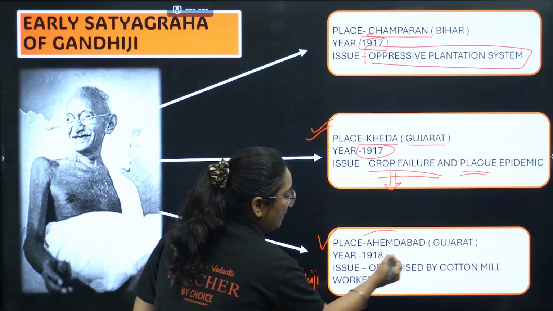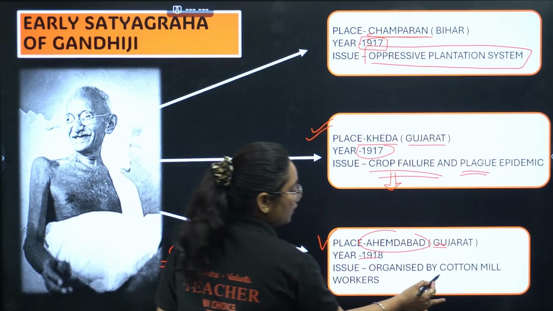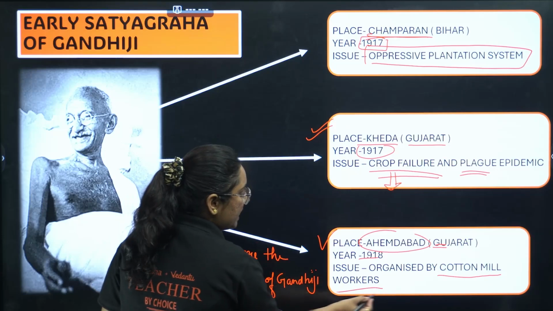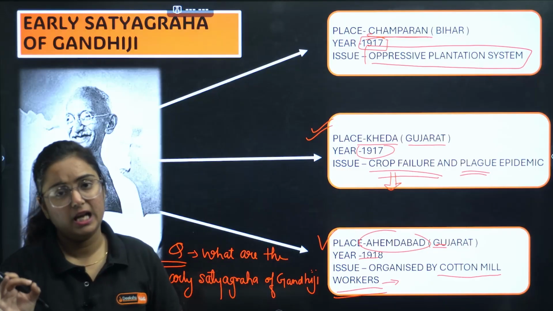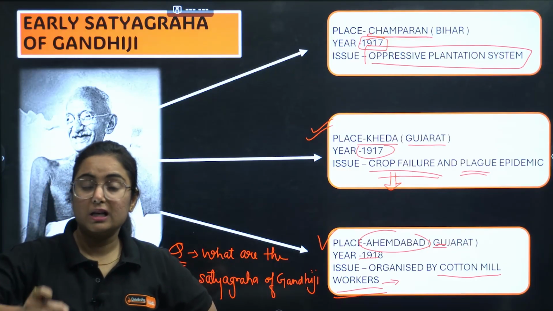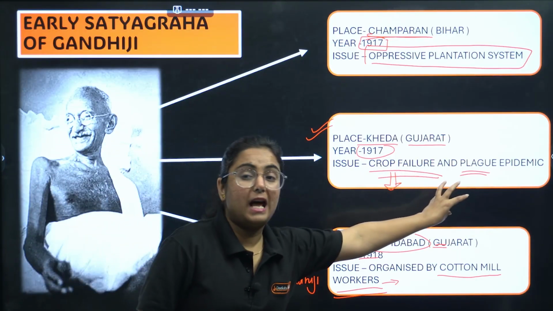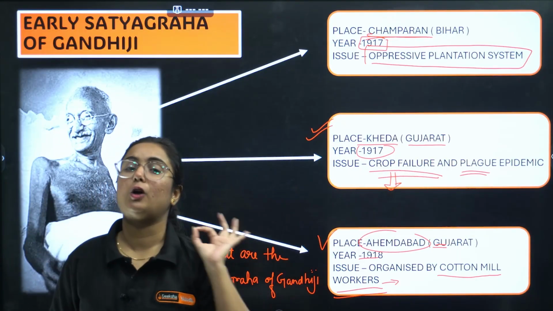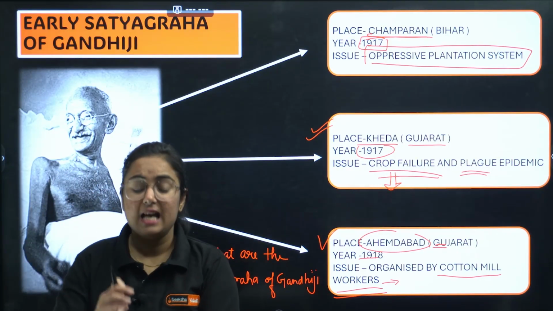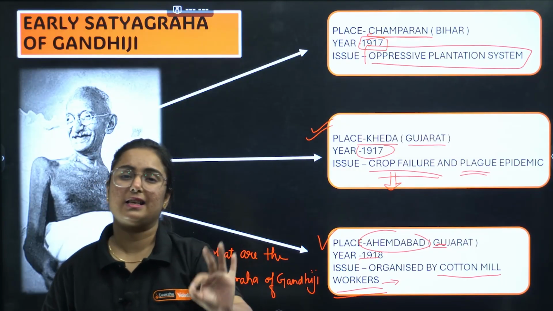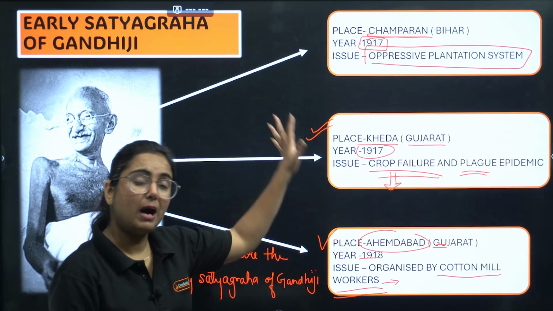Next it is Ahmedabad. This is again in Gujarat. We know that this region was famous for cotton mills. So this strike, or Satyagraha, was organized by cotton mill workers against their owners to increase their wages, because due to the plague epidemic they were also affected economically. Getting my point? So these were the three early Satyagrahas, and yes, Gandhiji gained success in all these three Satyagrahas. He was very successful in making the Britishers agree to the demands of these people.